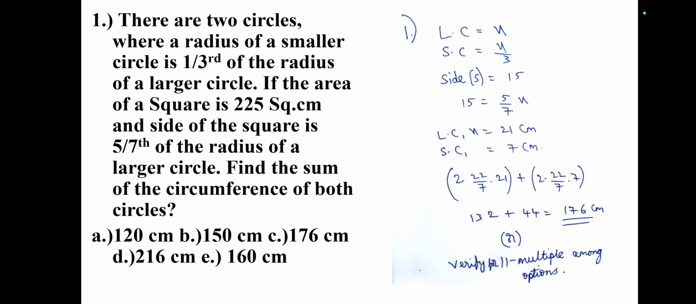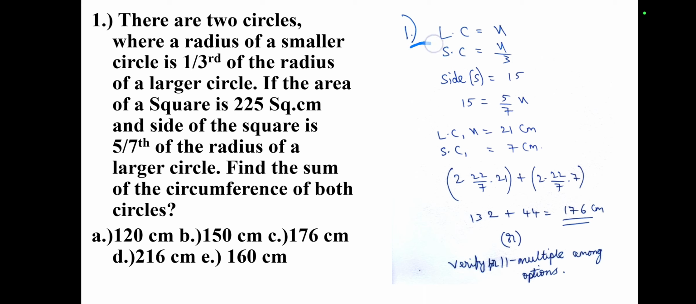The meaning of the question is, there are two circles given, one is a large circle and another one is a small circle. The radius of the small circle is 1/3 of the radius of the large circle, and we were given the area of the square as 225 square centimeter, and its side is equal to 5/7 of the radius of the large circle. We were asked to find out the circumference of both the circles. Let's dive into the solution.